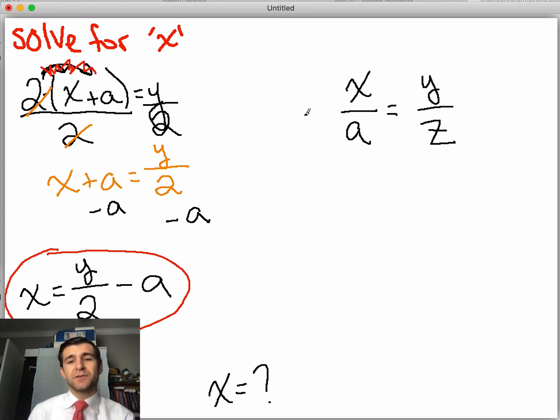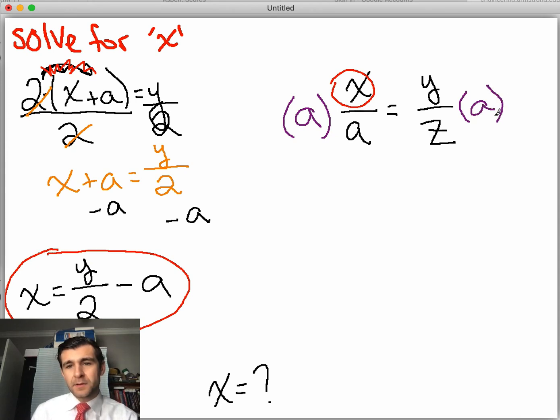Let's try to tackle this problem on the right, our second problem. I still want to isolate x. I still want to get x by itself. So I'm kind of concerned about this divided by a part right here. Since a is dividing x, I need to get a away. So the inverse of dividing is actually multiplying. So I can get rid of this a by multiplying both sides by a. That will cancel out the a's on the left side of the equation.